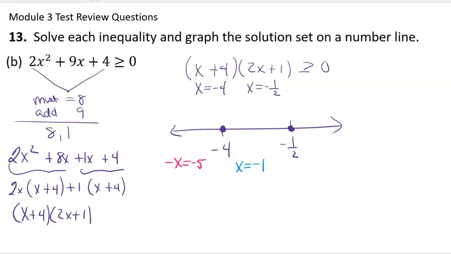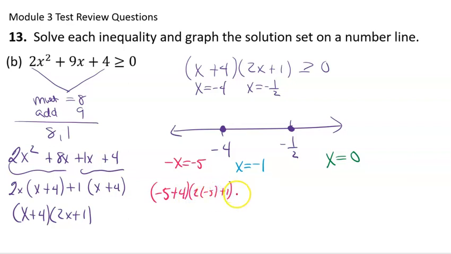And then something on the other side over there, a number that's bigger than -1/2. My favorite number to test is x equals 0. It's definitely bigger than -1/2. So if I go back to the -5, I'm just plugging that in my factored inequality. You could plug it in the original too if you want to. Factored is just faster. So -5 plus 4 times 2 times -5 plus 1.